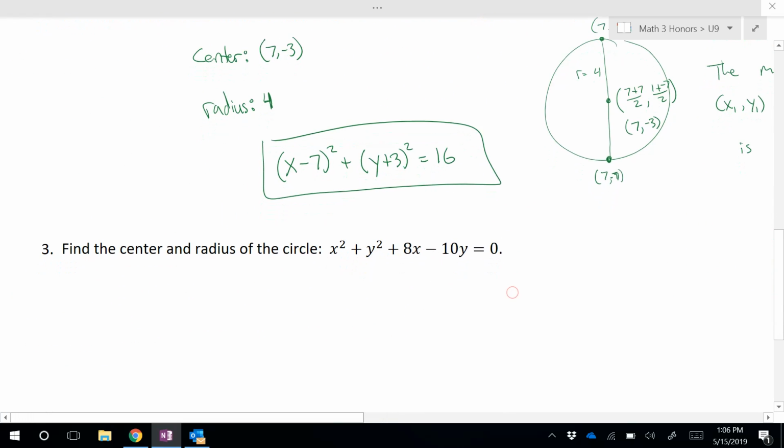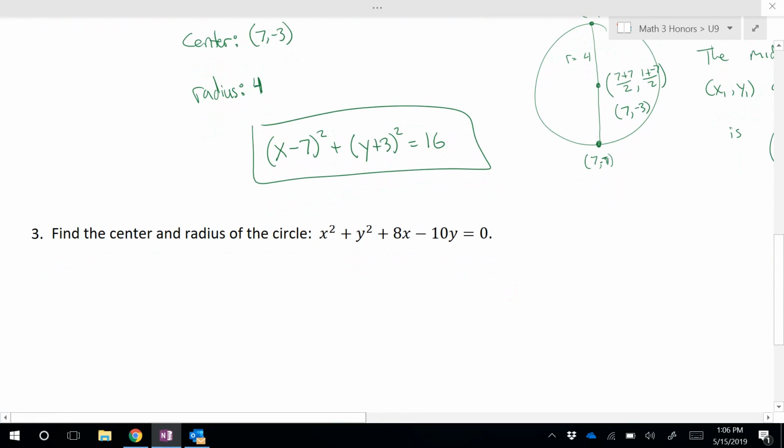So now we're going to go the opposite direction. We're going to start with the equation and try to get the graph. Okay? But in order to do that, it has to be in the form we're used to seeing, and it's not always going to be in that form. So we need to get it into that form. Okay? And we're going to use the same technique we use with parabolas. We're going to complete the square.